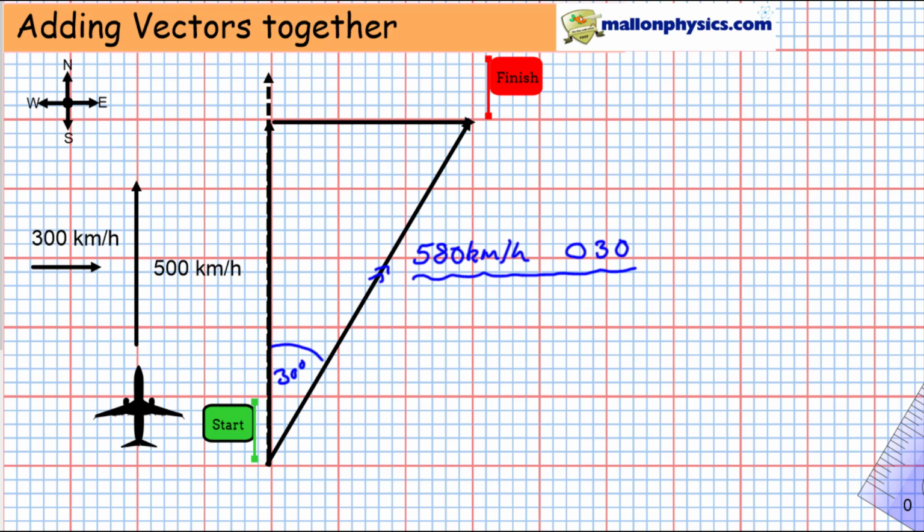Here's a question for you. Which direction should the plane fly if it wanted to keep a northerly track? You think about that one.